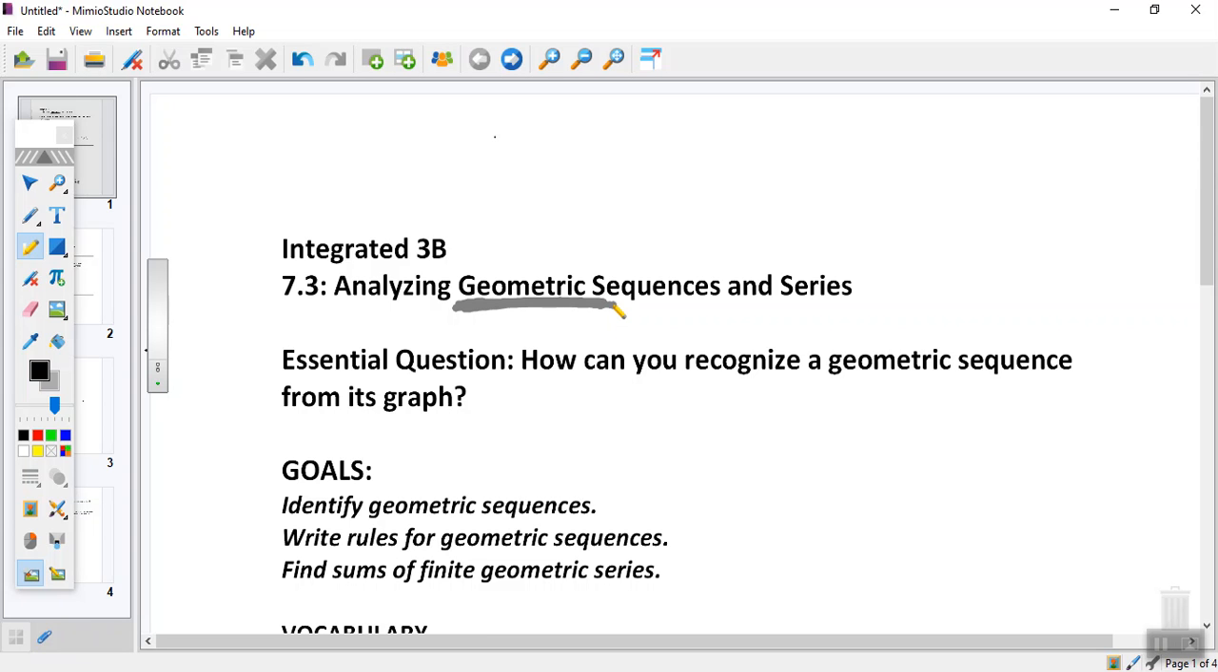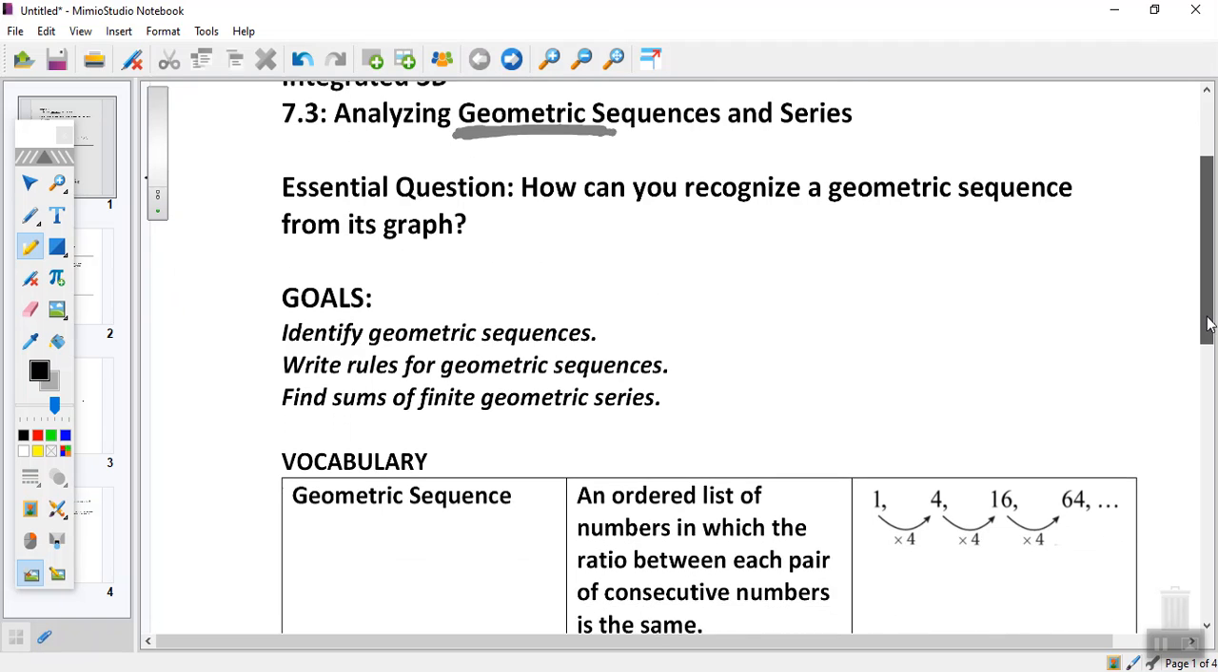So the question to answer today: how can you recognize a geometric sequence from its graph? Okay, not going to get too excited about the graphing. We are going to make some connections with the way the graph's set up for a geometric sequence.